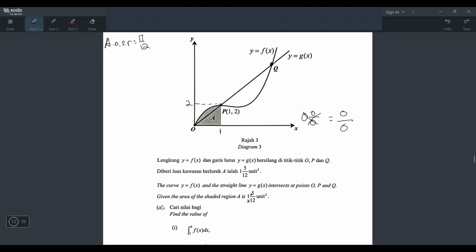And now it says find the value of integrate 0, 1 f(x) dx. Okay, let's not find this first. Let's look at this information first. Can we convert this information to integration? Yes, because this information is area and you can use integration to find area. But this is the area of shaded region A. So how do you convert to integration?